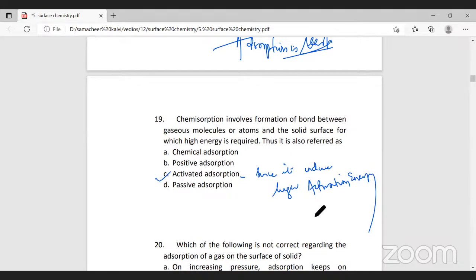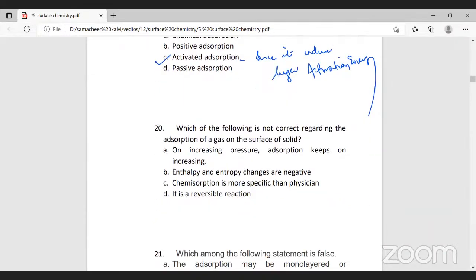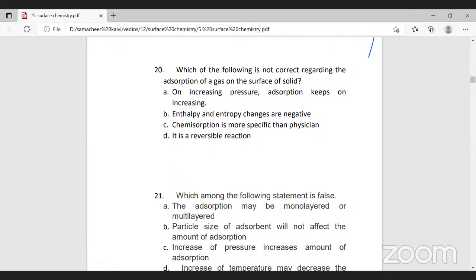The next question, which of the following regarding the adsorption of gas on the surface of a solid is not correct? On increasing pressure, adsorption keeps on increasing. Entropy changes are negative. Chemisorption is more specific than physical adsorption.